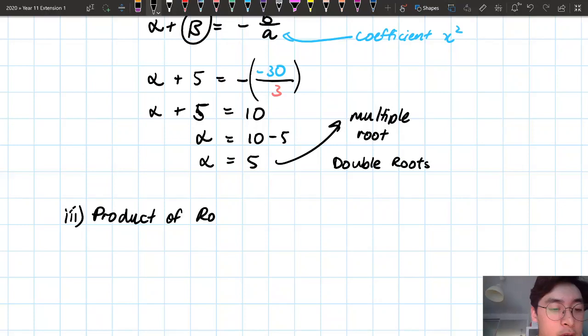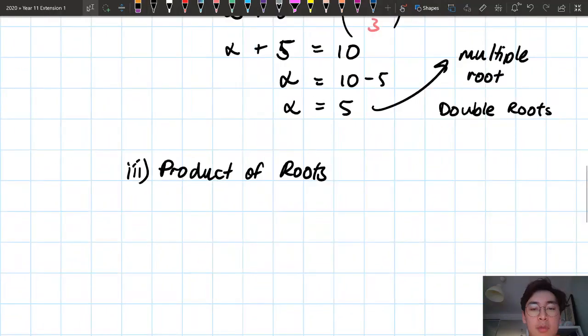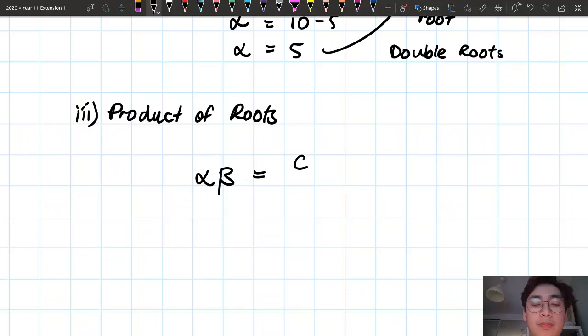Now, if you remember, the product of roots tells me, and if my computer decides to zoom, there we go, the product of roots tells me that alpha times beta gives me c over a. This is positive c over a. So all I need to do is substitute my values in for c and a, and also for my beta, because I already know what one of the roots is, and then I should be able to find the other root.